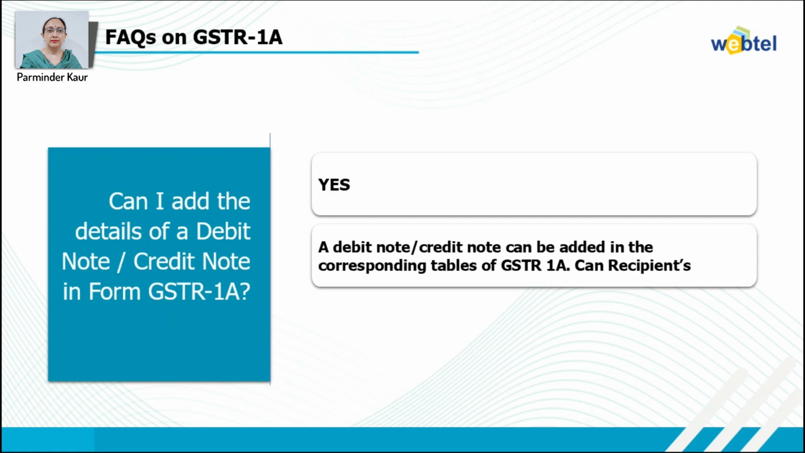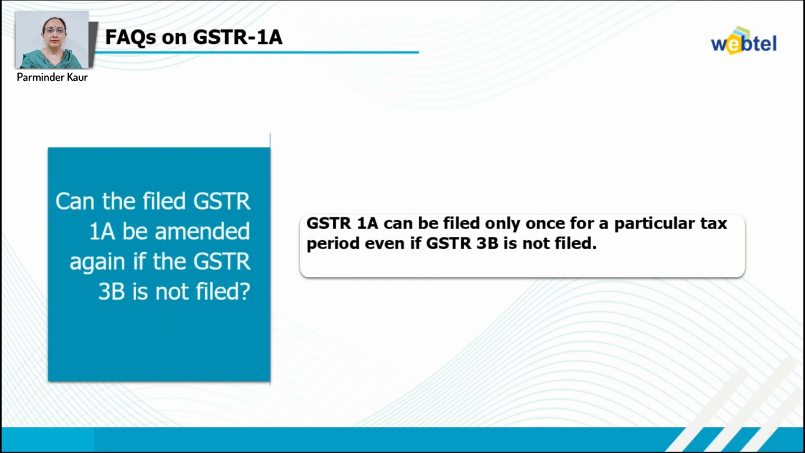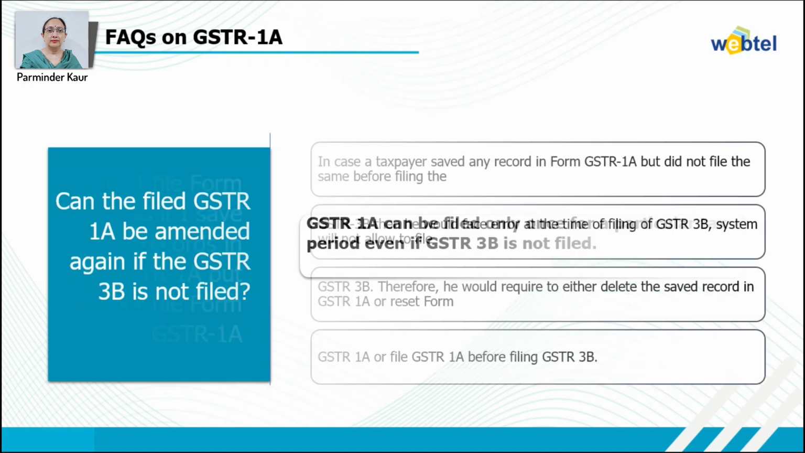Can I add the detail of debit note, credit note in the form GSTR 1A? Yes. A debit note, credit note can be added in the corresponding table of GSTR 1A. Can the filer of GSTR 1A be amended again if the GSTR 3B is not filed? GSTR 1A can be filed only once for the particular tax period, even if GSTR 3B is not filed.